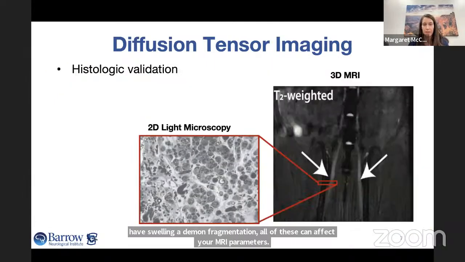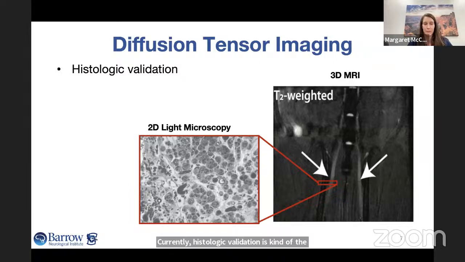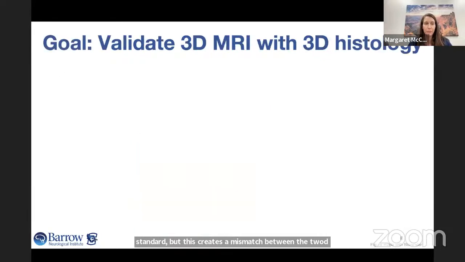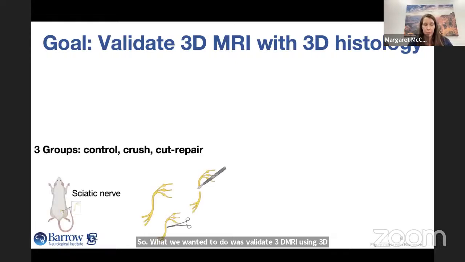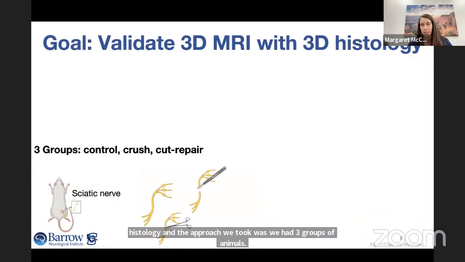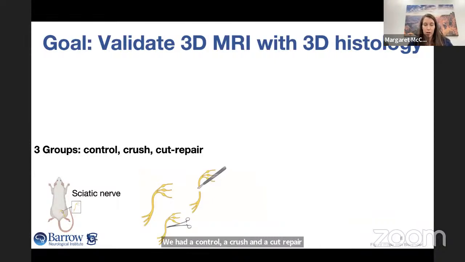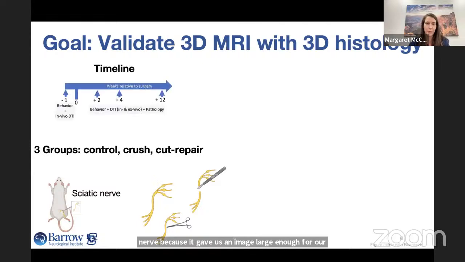Currently, histologic validation is kind of the gold standard, but this creates a mismatch between the 2D light microscopy and the 3D weighted MRI image. So what we wanted to do was validate 3D MRI using 3D histology. And the approach we took was we had 3 groups of animals. We had a control, a crush, and a cut repair group in rat, Sprague-Dawley, sciatic nerve. And we used the sciatic nerve because it gave us an image large enough for our MRI to actually detect, because these guys are so small.